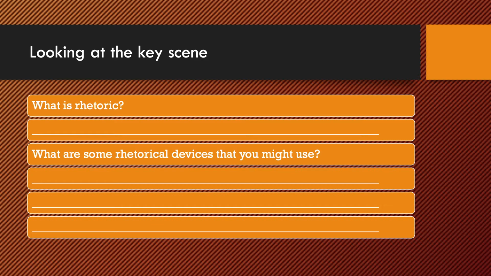Rhetorical devices that you might use are very similar to the ones that you did use in your persuasive essays, where you used rhetoric there and you actually did it really well. So you might use repetition, write that down. Rhetorical questions, write that down. Emotive language.